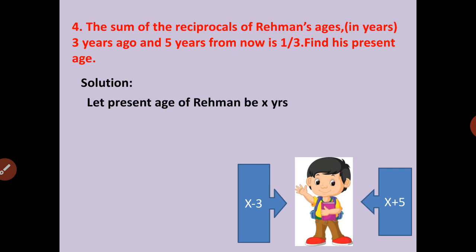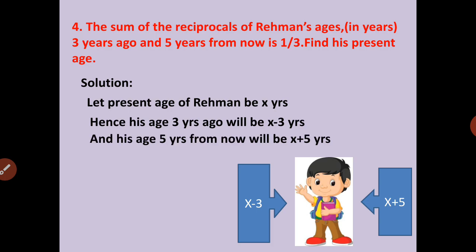So, the first statement, let present age of Rahman be x years. Hence, his age 3 years ago will be x minus 3. You can see here in the figure also, it is x minus 3 because it is ago, and in future it will be added, so it is plus 5. His age 5 years from now will be x plus 5 years.